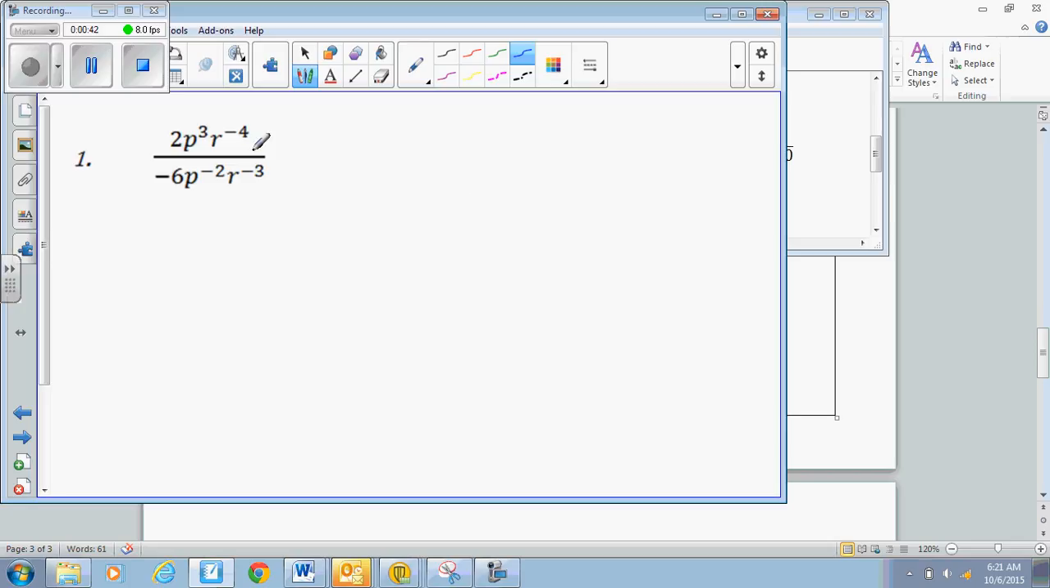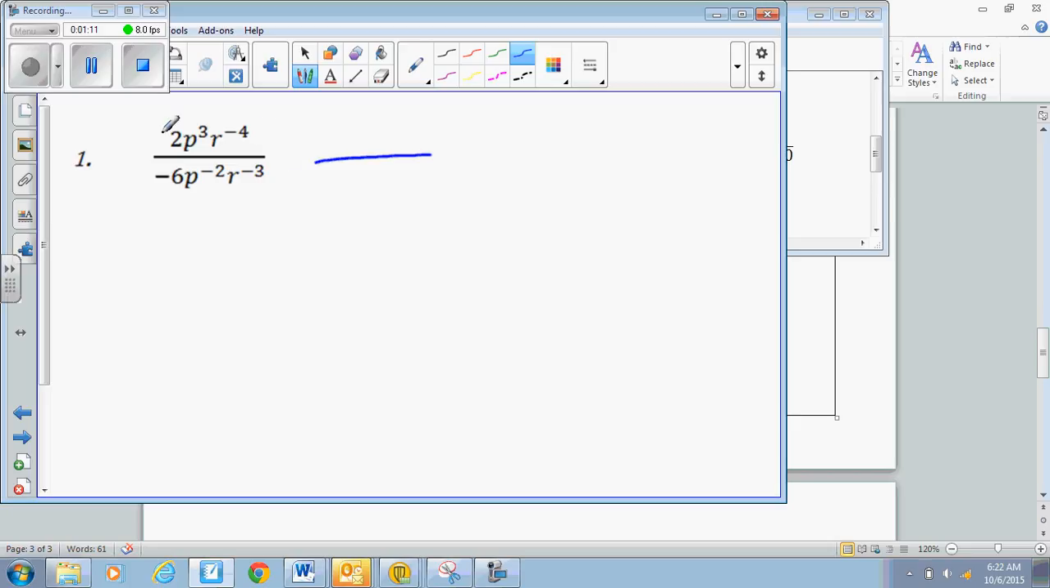We have some negative exponents in our fraction. So I think the best way to do this is to make a new fraction. What I do is take each item in here, the 2, the p to the third, the r to the negative fourth, this negative 6, the p to the negative 2, and r to the negative 3, take each one separately and either leave it where it is, on top of the fraction or on the bottom, and then move it if it has a negative exponent.